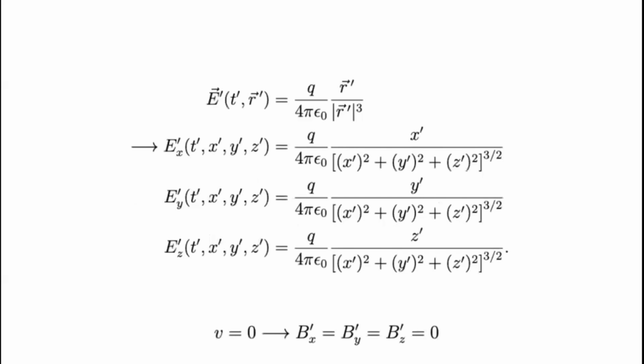And so we have here that E vector prime, with respect to t prime and r vector prime, is equal to just the classic q over 4 pi epsilon naught times r vector prime over the magnitude of r vector prime cubed. And then these are the components I laid out here. They're all very similar, except just having x prime, y prime, and z prime respectively in the numerators. And we know, like I said at the bottom, that the magnetic field components will all equal 0 since the charge is at rest in this frame, being S prime, just to clarify.